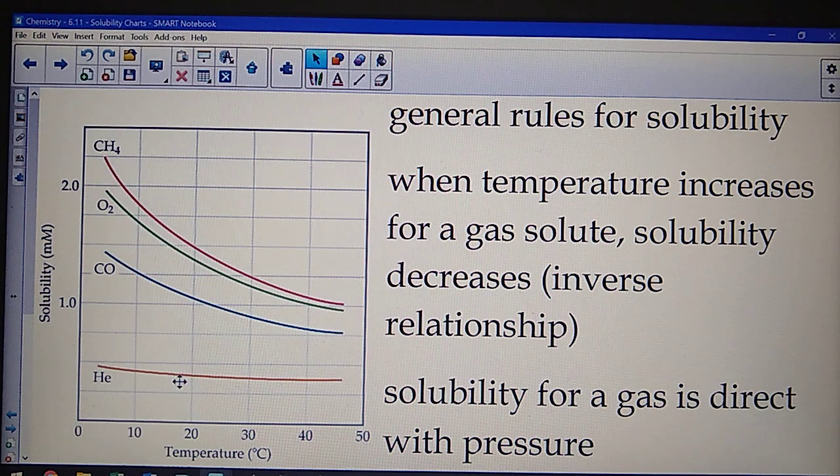Think of a soda. When you open up a soda, you hear the little psh. That's because the contents are under pressure. In order to shove that much gas into the water, you had to put it in there at very high pressures. That squeezed the gas into the solution. As soon as you release the pressure, as soon as you open up the container, the pressure drops, and immediately those gas bubbles of carbon dioxide try to leave. So while temperature is inverse with solubility, for a gas, pressure is direct.